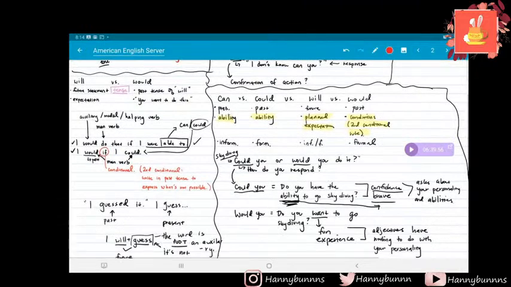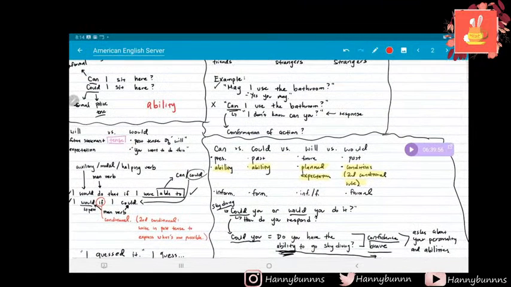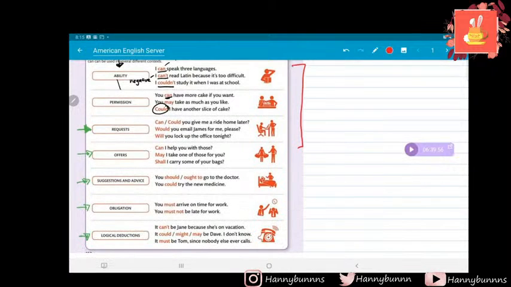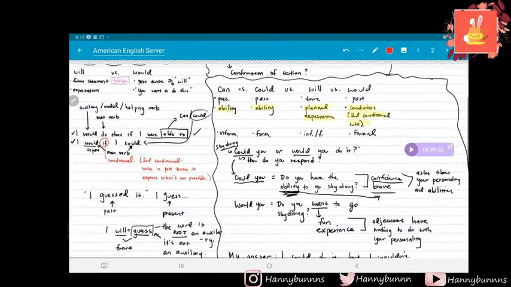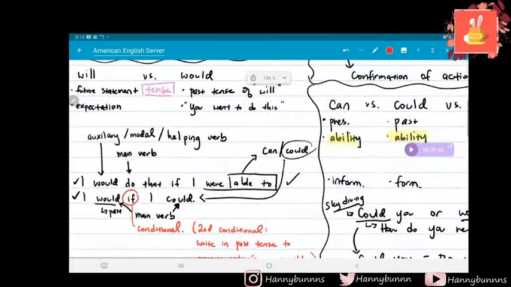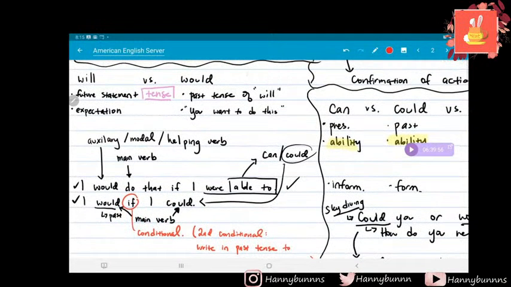Okay. So let me see, we talked about this one. This is your permission. And like the ones before, request: can, could, would, and will. So this is your requests over here. I tried to break them down as much as I can, so there's a lot you can look at in here. We'll first look at will and would because we've already covered can and could, right? The difference between these two is that will is a future statement and would is the past tense of will. So expectations versus you want to do this. That's basically what it means behind them.